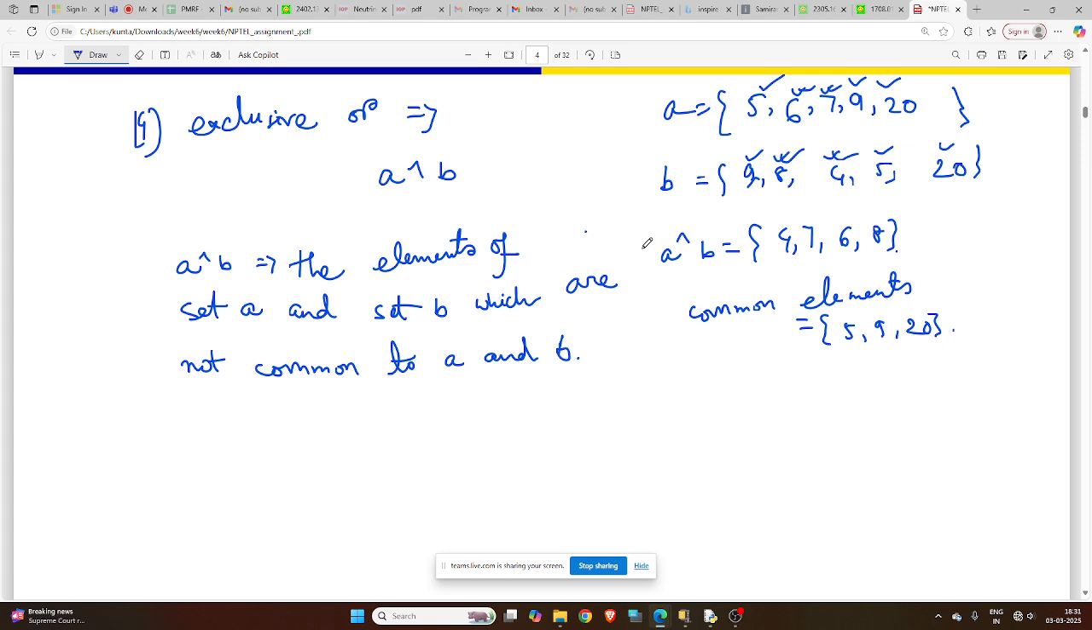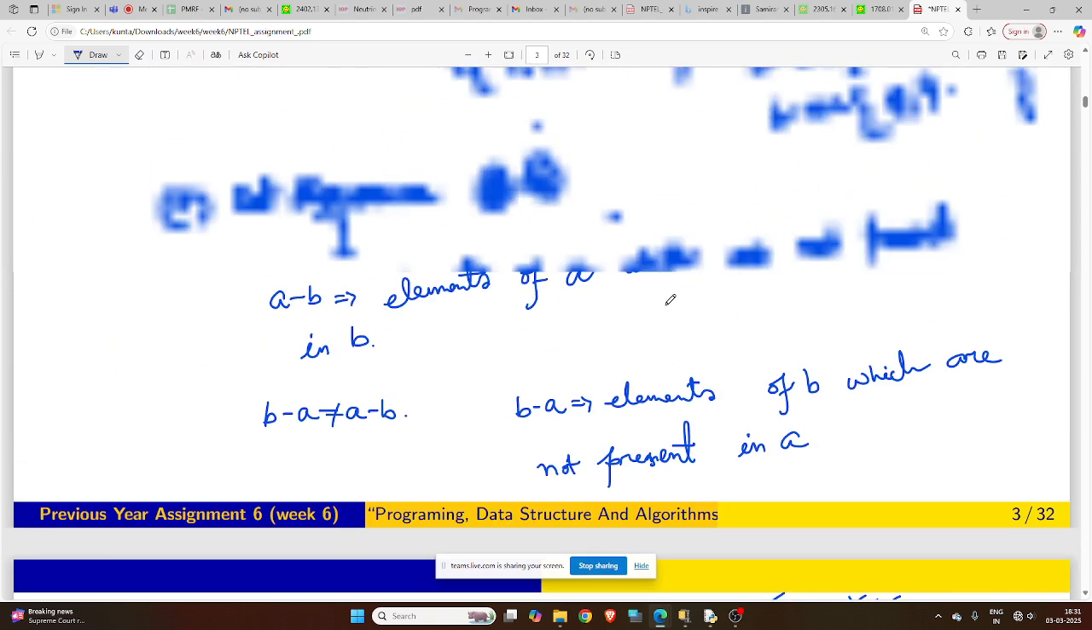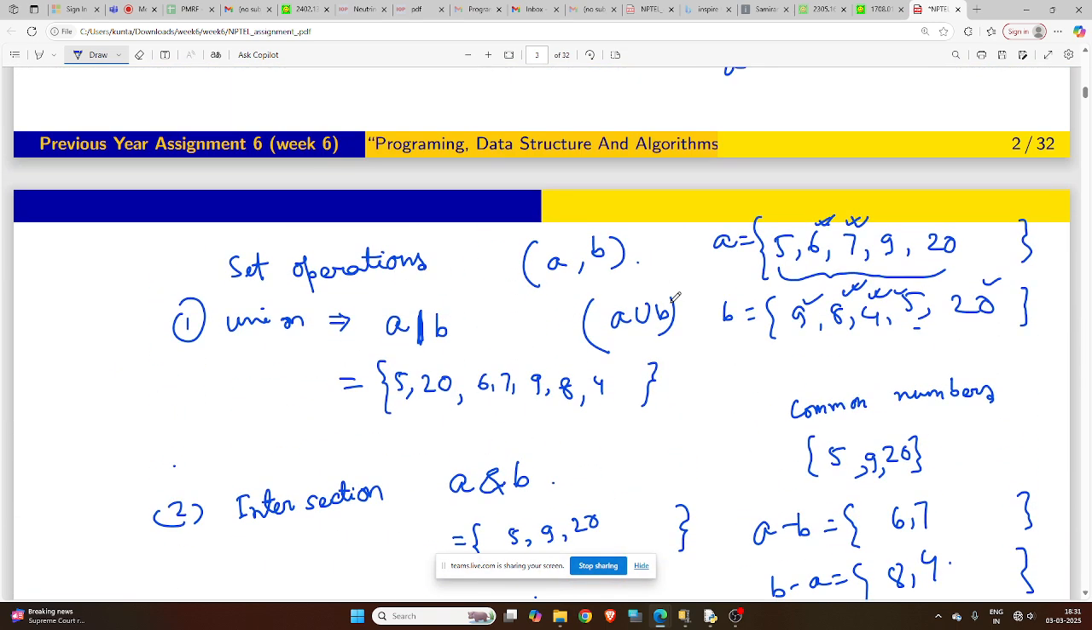Okay. So, what we were talking about, exclusive OR, that is A to the power B, which is nothing but the elements of set A and set B which are not common to A and B. So these are the four set operations we will talk about when we discuss the assignments. Up to this, obviously, it is a very simple thing in mathematics as a set.